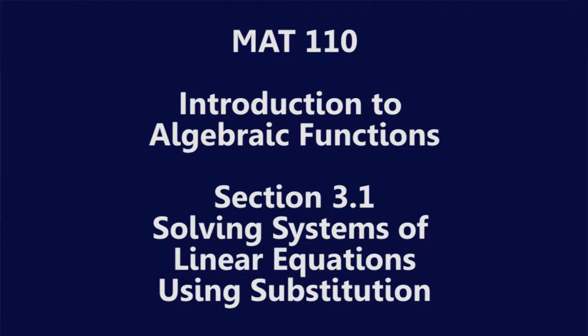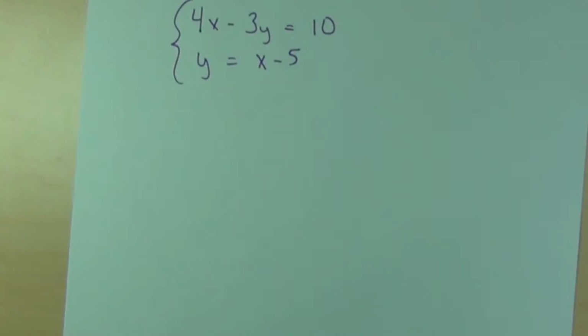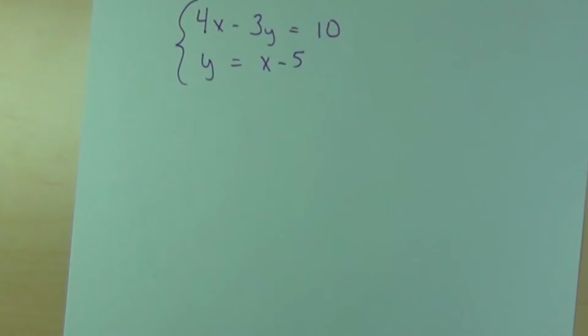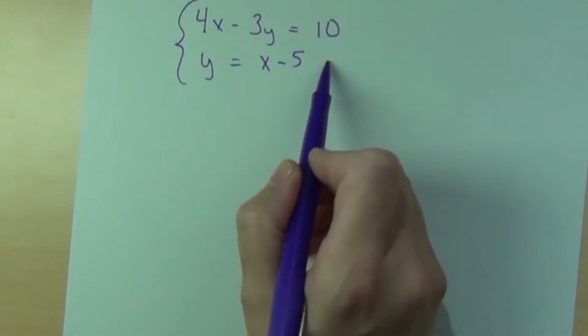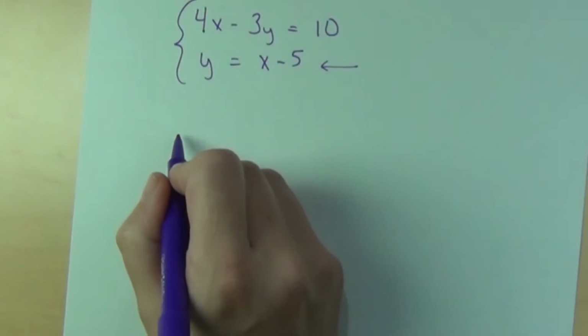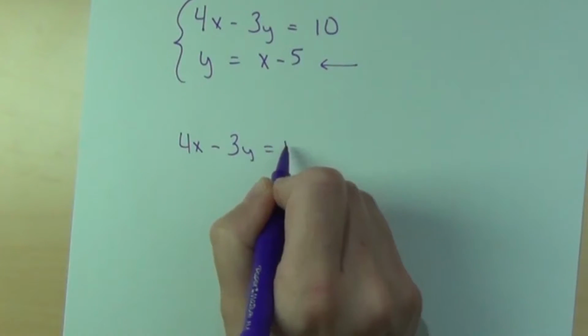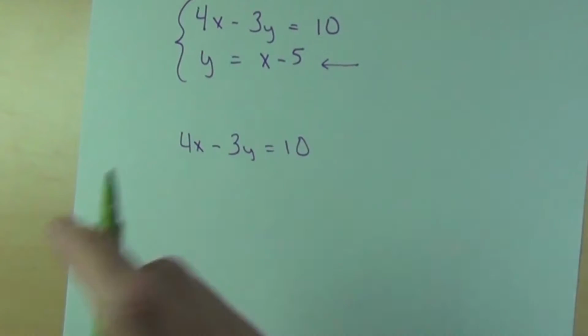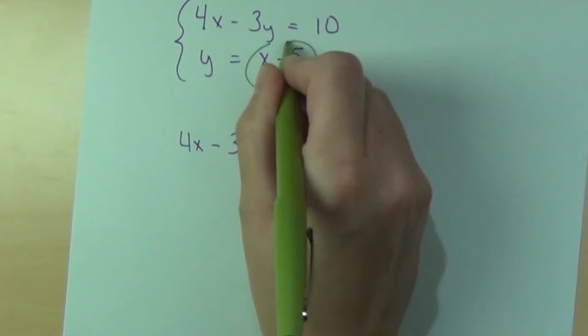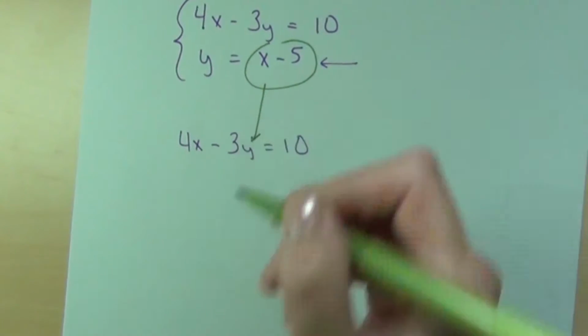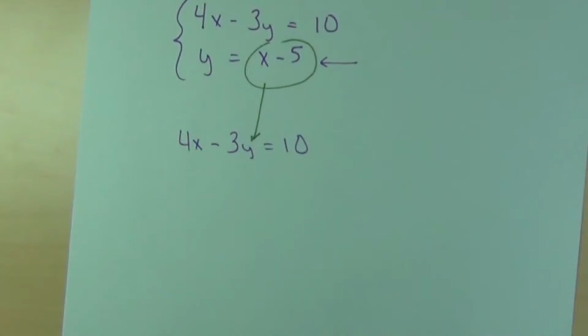Section 3.1, Solving Systems of Linear Equations Using Substitution. So we're going to solve this system of equations, and we want to use substitution when at least one of the equations is already solved for a variable, which we have right here. So we're going to take the other equation, 4x minus 3y equals 10, and we see that y is equal to x minus 5, so we're going to substitute x minus 5 for y.